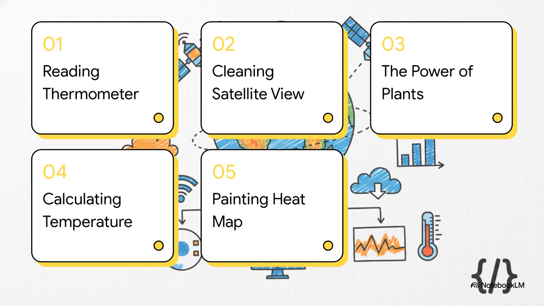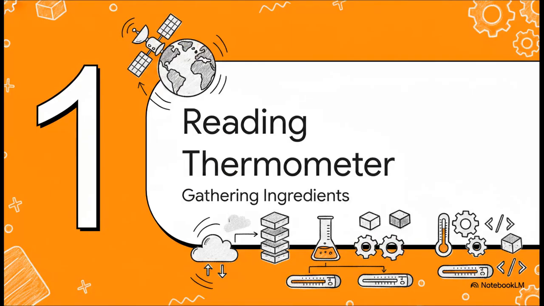So to pull this off, our recipe follows 5 steps today: reading Earth's thermometer, cleaning the satellite view, looking at the power of plants, calculating surface temperature, and finally, painting the heat map. That's our complete step-by-step guide to take us from importing raw pixels all the way to a finished, mathematically perfect visualization. Let's kick things off with Section 1, Reading Earth's Thermometer, where we gather our raw ingredients.